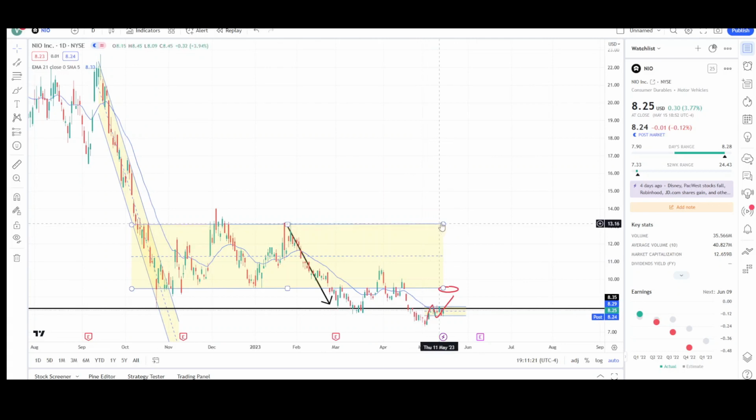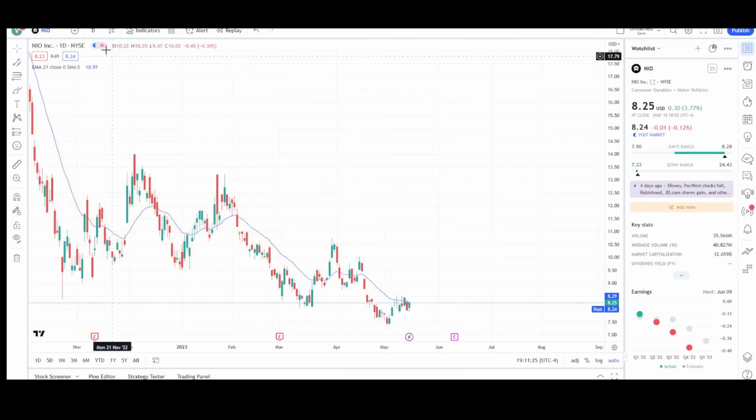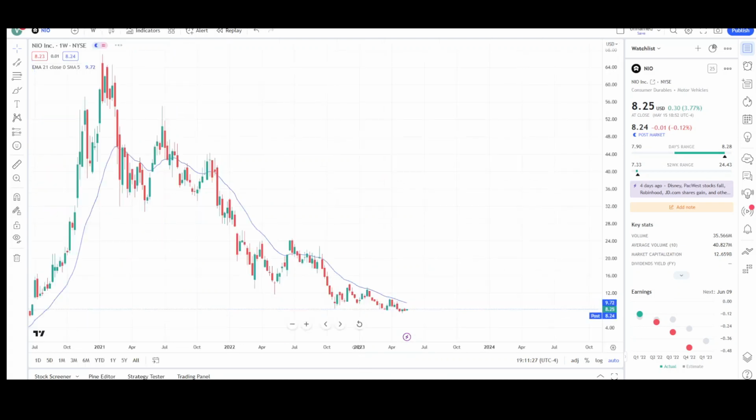So right now, NIO is just pretty much weak. But the good thing is the downtrend looks to be coming to an end fairly shortly. So that's everything I see on the daily chart.